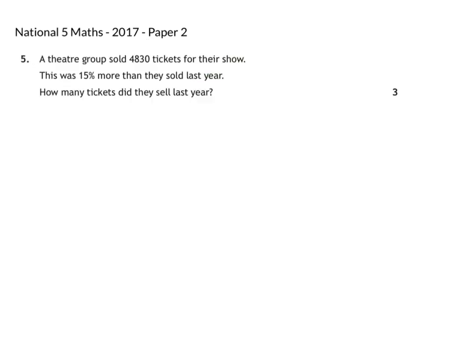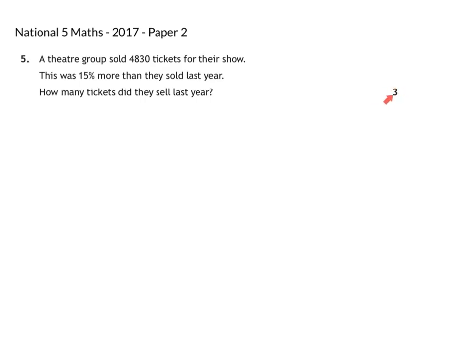Okay, so question 5. We have a theatre group which sold 4,830 tickets for their show. It was 15% more than they sold last year. How many tickets did they sell last year? So if they sold 15% more than last year, we're trying to get back to last year. So this is a reverse percentage question. One of the things, if you're unsure of what's going on, is check the number of marks.